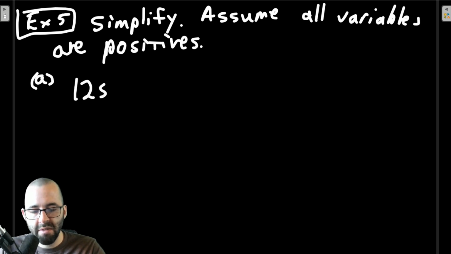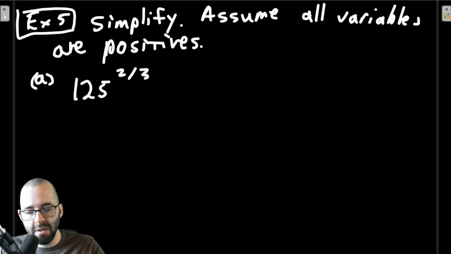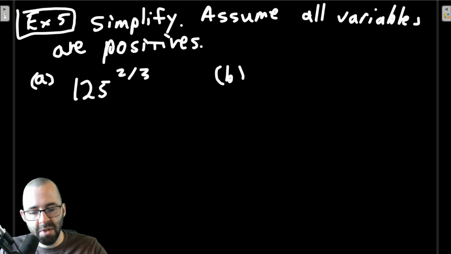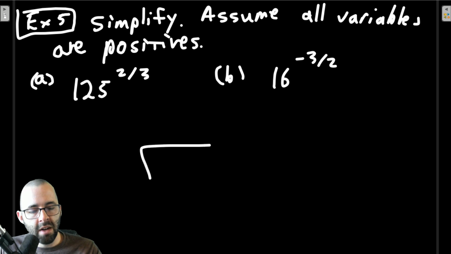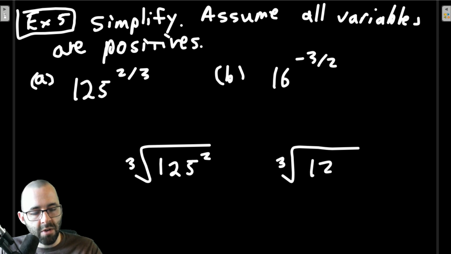Part A, 125 to the 2/3. And part B is going to be similar, 16 to the negative 3/2. Be very careful about those negative exponents. All right. So this first one, we're just going to convert it. And remember that there's 2 ways to convert it. So don't write this down. But we can either write this as the cubed root of 125 squared, or the cubed root of 125, squared at the end.